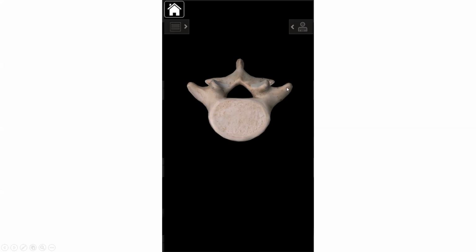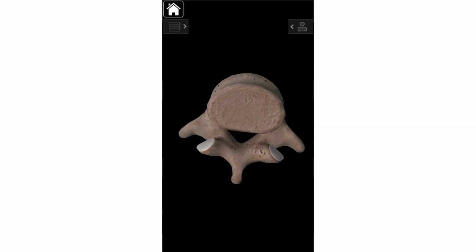Between any of those processes, there are ligaments that run between the transverse process of one vertebrae and the ones above and below. And then there are also ligaments that run between the spinous processes and the vertebrae above and below, as well as muscles between the transverse processes and muscles between the spinous processes. So, got those.